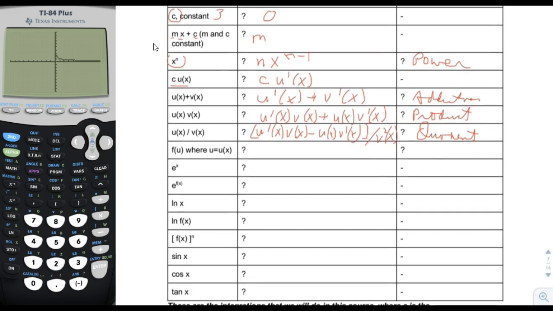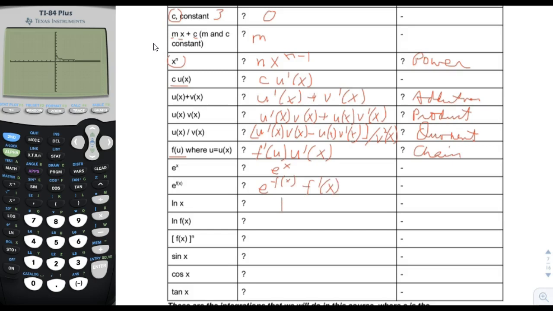What about when you have the function f of u, where u is a function of x? This is just a fancy way of writing the chain rule. So you would take the derivative of f with respect to u, and then you would multiply that times the derivative of u with respect to x. It's called the chain rule. Derivative of e to the x is just e to the x. Derivative of e to the f of x would be e to the f of x, and then you multiply it times f dashed of x, chain rule.